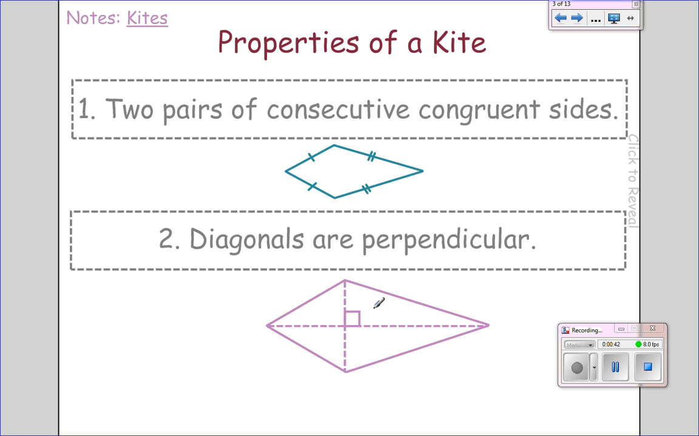Second, the diagonals are perpendicular. Okay, so they form a right angle in the middle. So anytime you see a right angle in a quadrilateral, it means you can get right triangles, which means we have the potential to use the Pythagorean theorem, or 30-60-90, or trig perhaps even, to solve for missing sides and angles.